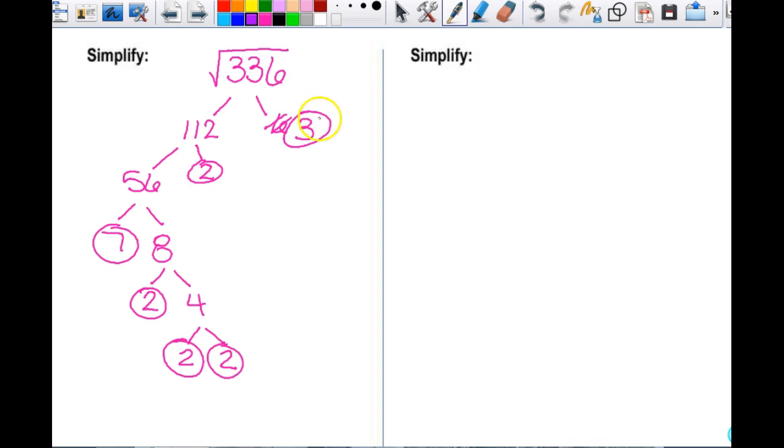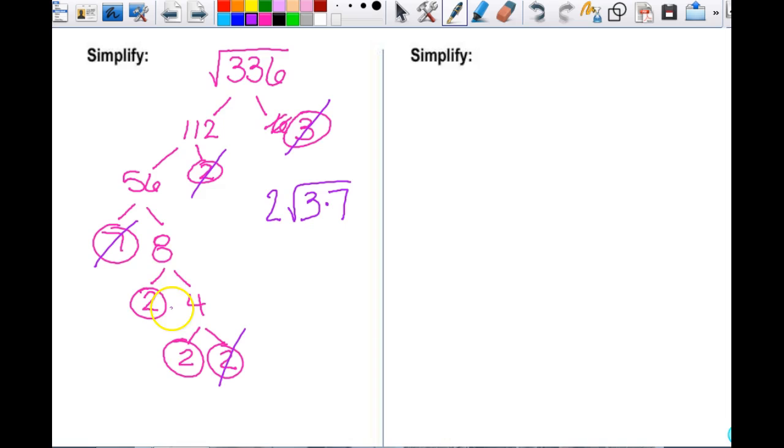Do I have another 3 besides this one? No. So he's going to have to stay inside. Do I have another 2 besides this one? Yes. This 2 I can take out with that 2. So it comes out as what? 2. And then the 7, does he have anybody? No. So he has to stay inside also, and everything's multiplication.